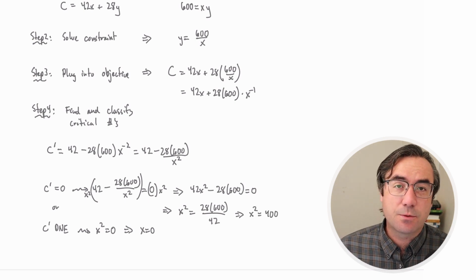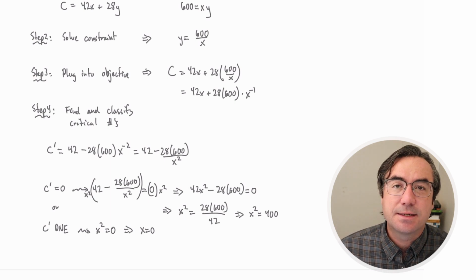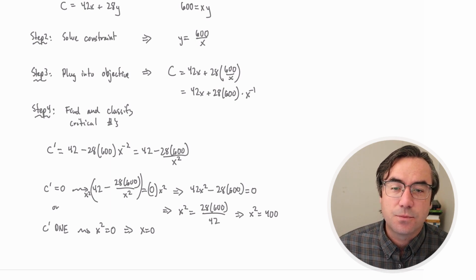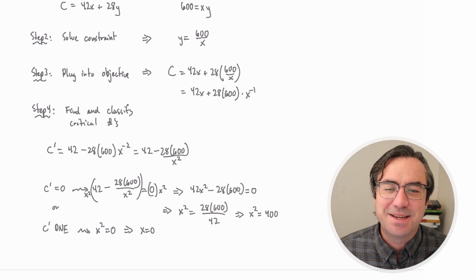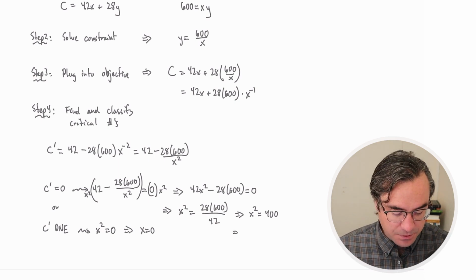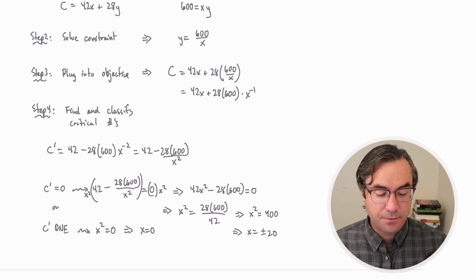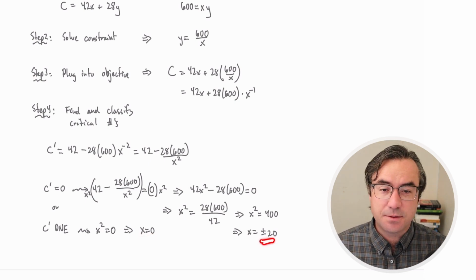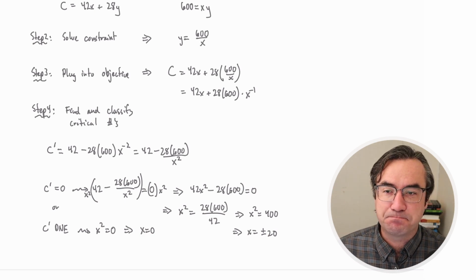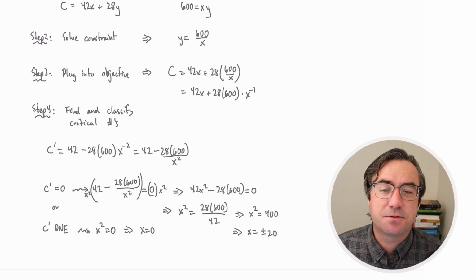And then when we do the square root, we've got to get rid of that squared. The square root cancels out the squared, and then we end up with x equals plus or minus 20. So it looks like we have three critical numbers here. We've got x equals 0, and then plus 20 and negative 20. All right, so we have our critical numbers, but only one of them actually makes sense for the problem.